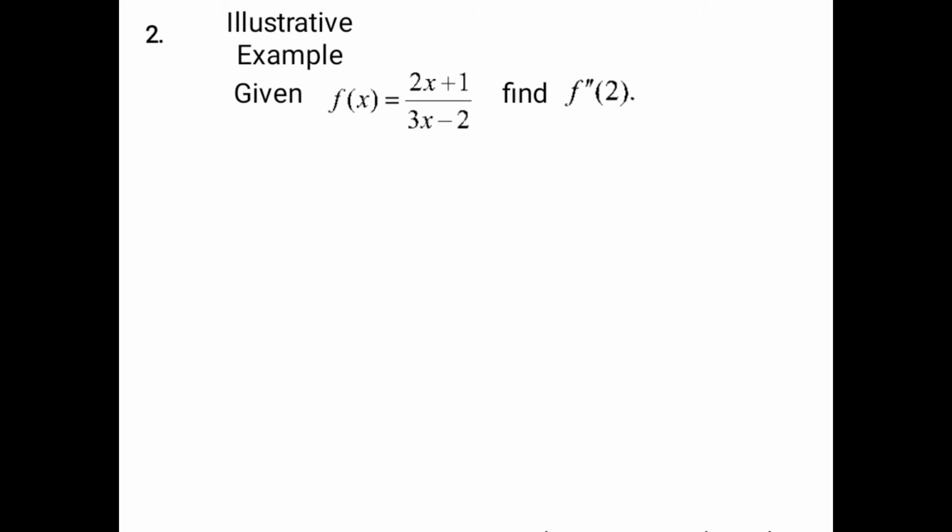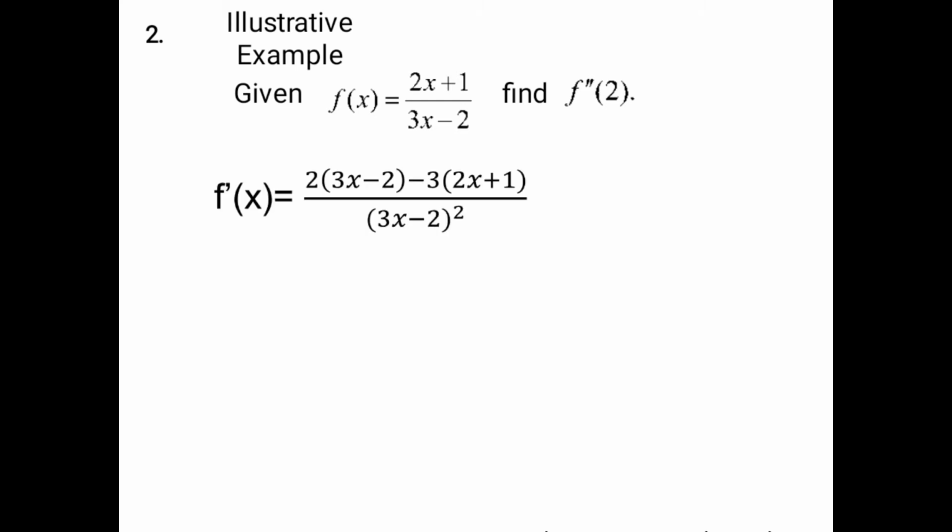Let's move forward to our next example. Say I have here the given f of x is equal to 2x plus 1 all over 3x minus 2. We are asked to get the second derivative. Since we have a quotient, a division here, we need to use the quotient rule for finding the derivatives.